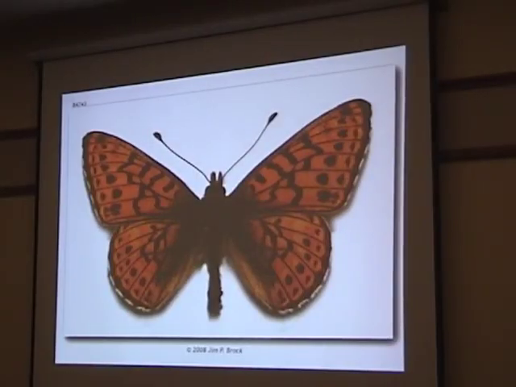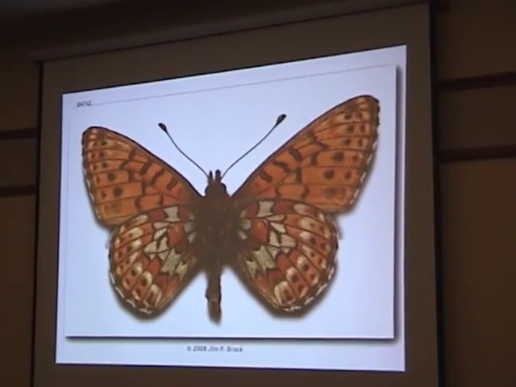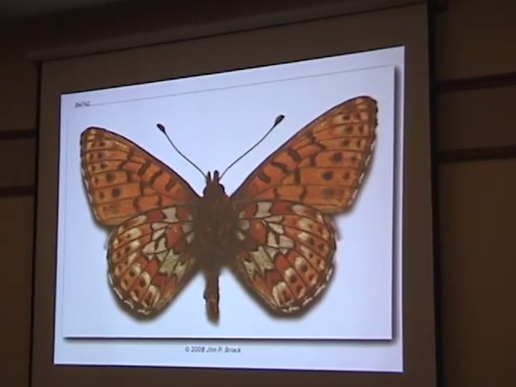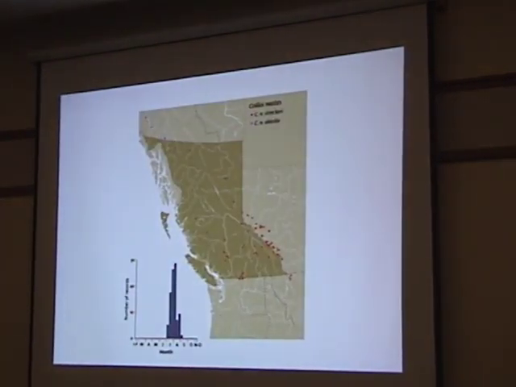And this is a butterfly that we were just talking about a little while ago. It's Boloria astarte, a lesser fritillary. Did I not say the common name of this one? Yeah, I did. You did. Yeah.